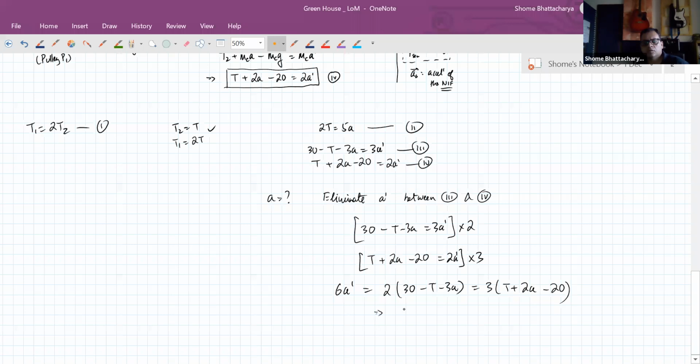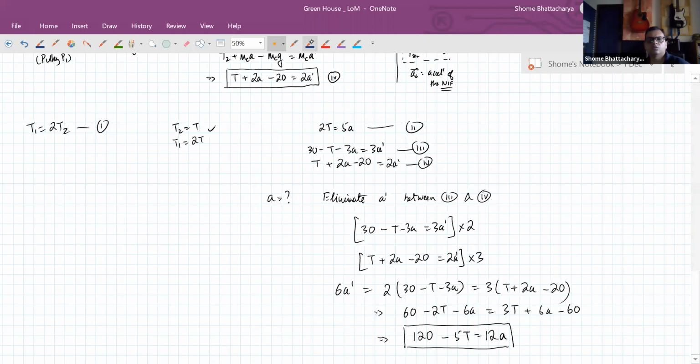Okay, so see, 60 minus 2T minus 6A is equal to 3T plus 6A minus 60. So we'll have 120 minus 5T is equal to 12A. You will have this equation.